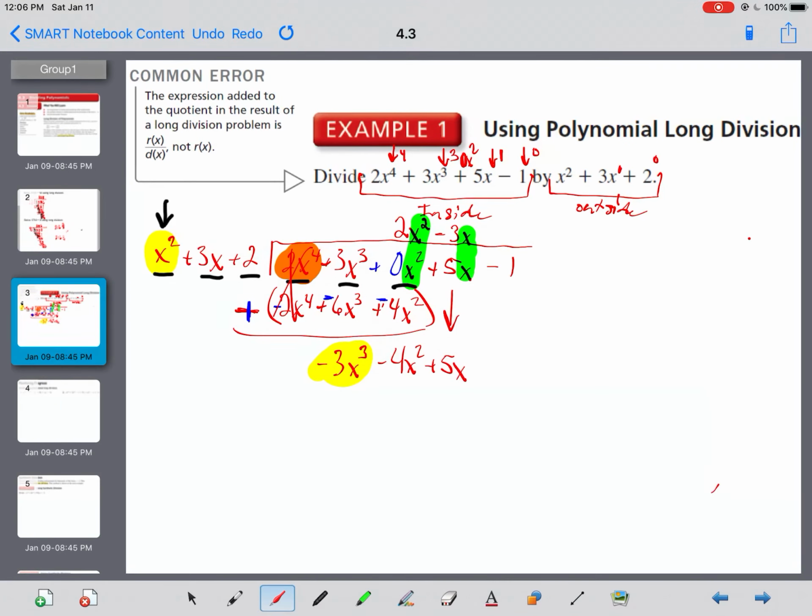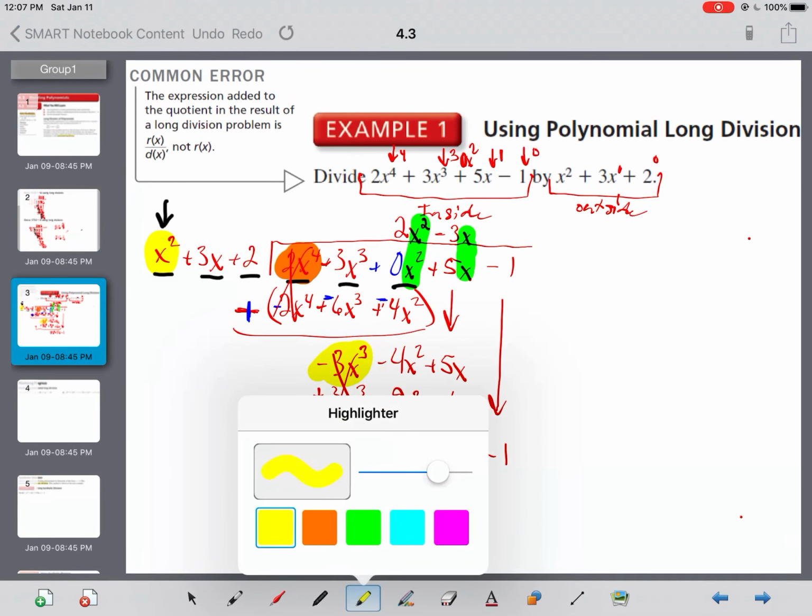So negative 3x times x squared is negative 3x to the 3rd. That's going to go away when we change the signs. Negative 3x times 3x is negative 9x squared. Negative 3x and 2 is negative 6x. And now we're going to subtract the whole thing. So we're going to change all the signs. Add down. It's 11x. Negative 4x squared and 9x squared is 5x squared. And negative 3x to the 3rd and 3x to the 3rd goes 0. Those cancel out. And we're going to drop down our last piece.